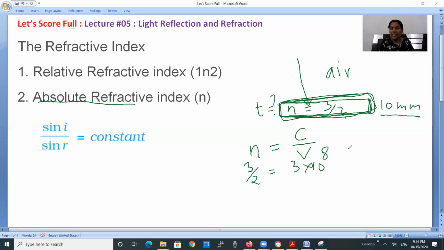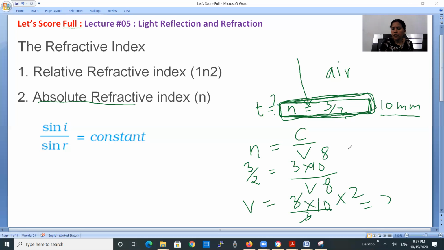If it would have been relative refractive index, I would need to take the speed of light in that particular medium. And V I don't know. Clear? So from here you can calculate V. V is nothing but 3 into 10 raised to 8 upon 3 by 2. So these got cancelled, and 2 into 10 raised to 8 meter per second is the speed of light in this glass. Clear? But we don't want the speed, we want time.